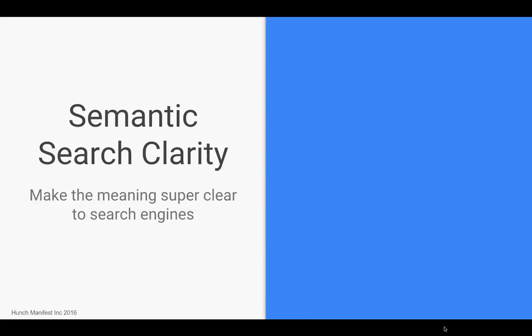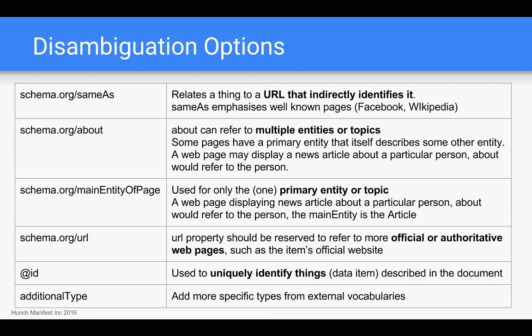Semantic search clarity, making the meaning super clear to search engines. There are several options which you can use to disambiguate what the content is about. So let's tell the search engines more explicitly what we are talking about in this article. Here's a list of 6 different properties which can achieve the goal.